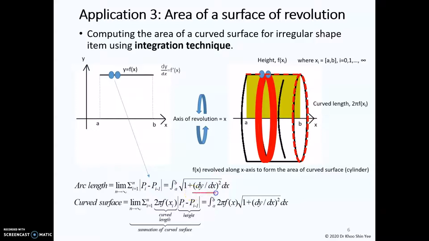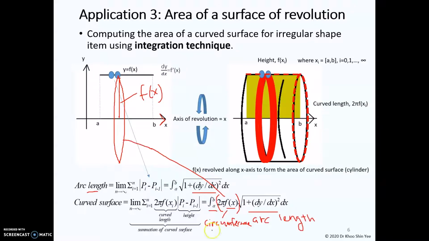When you integrate this formula, it gives you the arc length. When you integrate the arc length formula multiplied with 2 pi f(x), which is the circumference when you rotate the function f(x) with respect to the x-axis, where the f(x) function here is the radius. So 2 pi f(x) gives you the circumference here. So integrating the circumference multiplied with the arc length function gives you the area of the curved surface.